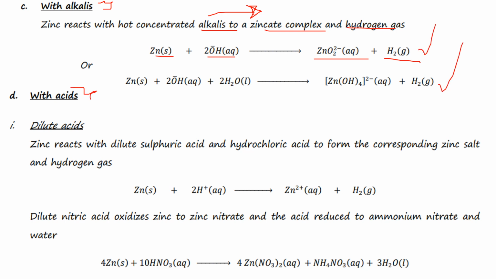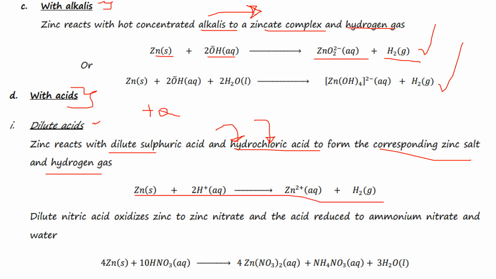So looking at the reactions with acids, we are first going to look at the reactions with dilute acids. Now zinc, having its stable oxidation state of +2, is able to react with dilute sulfuric acid together with hydrochloric acid, either concentrated or dilute, because hydrochloric acid is a non-oxidizing acid. So it reacts with dilute sulfuric acid together with either concentrated or dilute hydrochloric acid to give us the corresponding zinc(II) salts together with hydrogen gas. The equation is as follows.